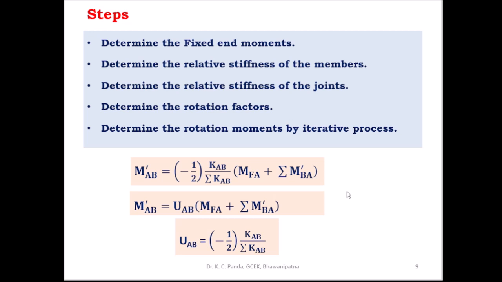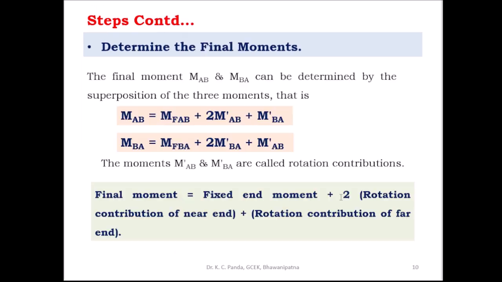Then after getting the rotation moments, you can find the final moments. The final moments MAB and MBA can be determined by the superposition of the three moments. So MAB is equal to MFAB plus twice into M dash AB plus M dash BA. MFAB is the fixed end moment AB, and twice M dash AB is twice the near end rotation moment, and M dash BA is once the far end rotation moment. Similarly, the MBA can be determined.